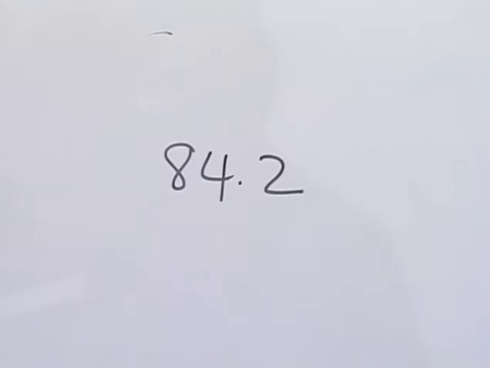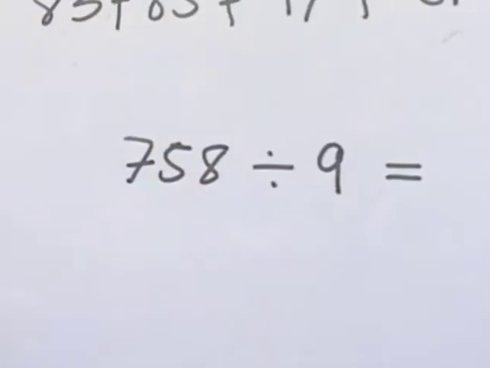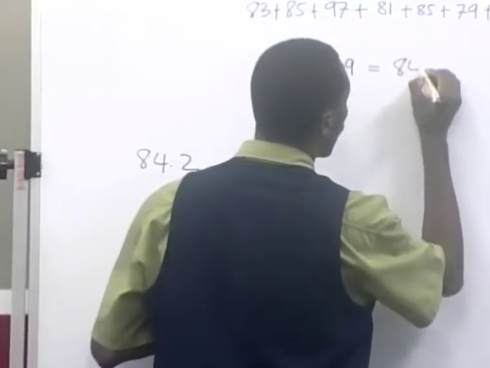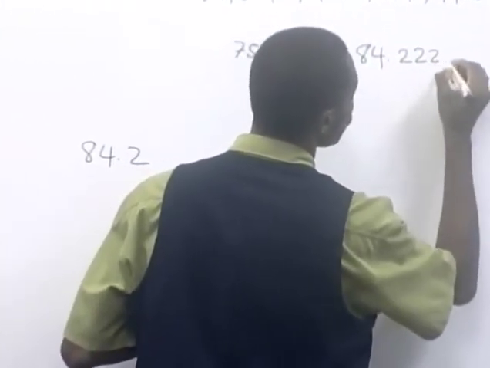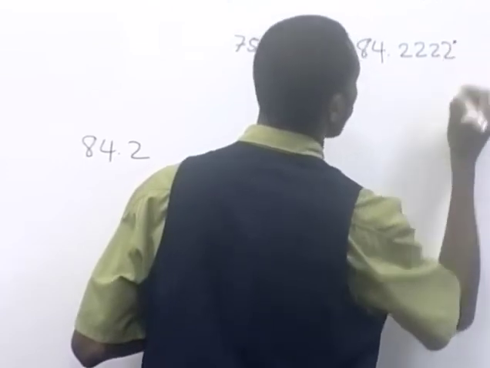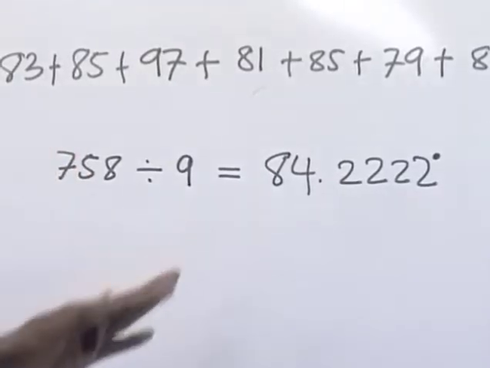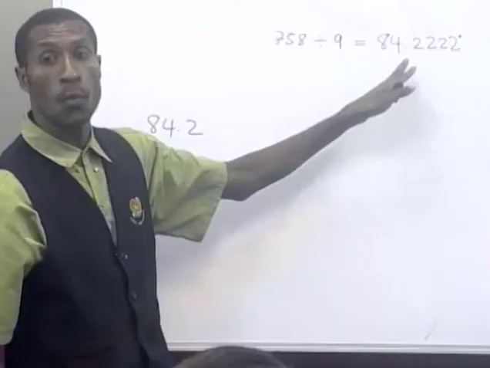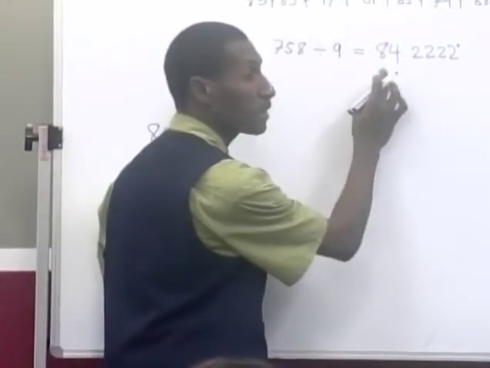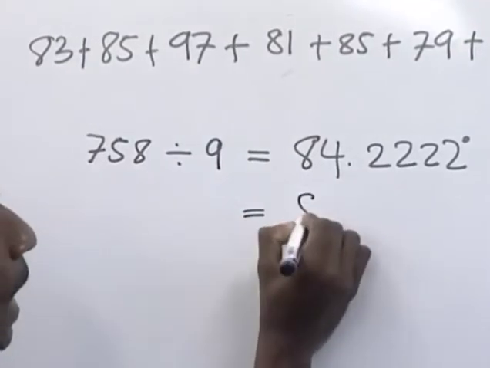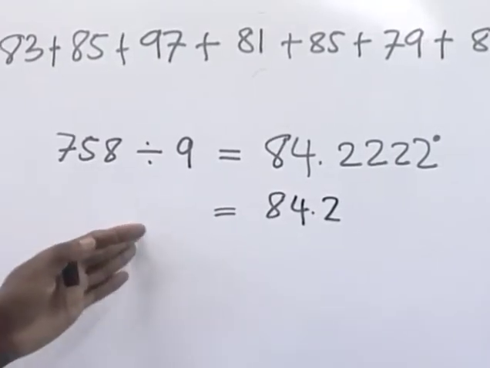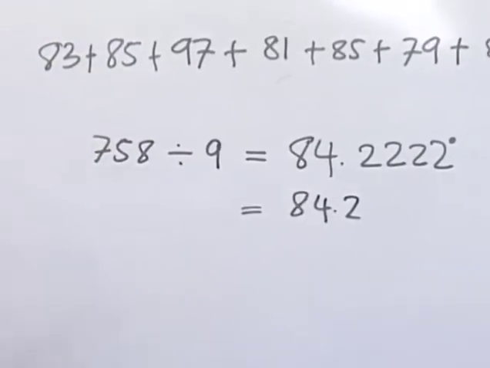Okay, if you divide 758 by 9, you're going to get 84.222 all the way, okay? So 84.2222. So we round this to one decimal place. So, this figure to one decimal place is 84.2. So, the mean or the average for this score is 84.2.